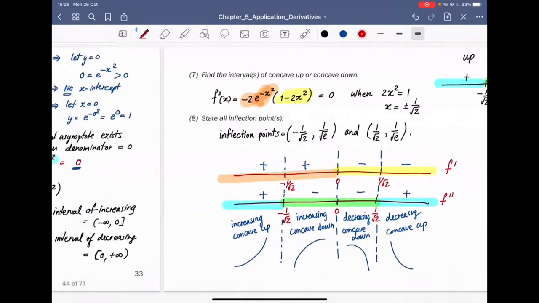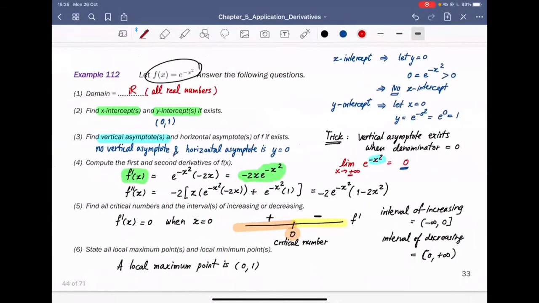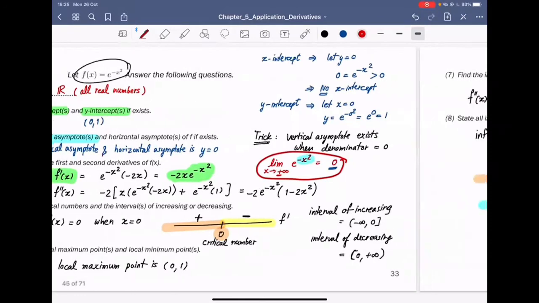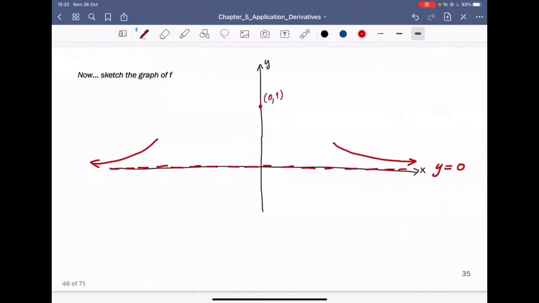Here, because you have the horizontal asymptote y equal to 0, you already showed that the limit of f(x) when x goes to plus or minus infinity is 0. This is the main point of a horizontal asymptote. And after that, you can put your local max, local min, and so on. So your local max is going to be 0, 1. Keep in mind, this is your local max.